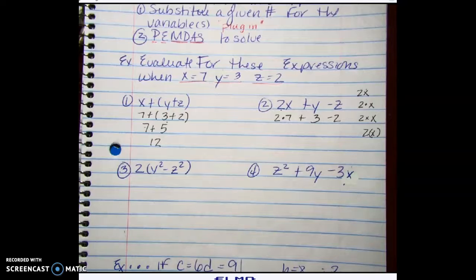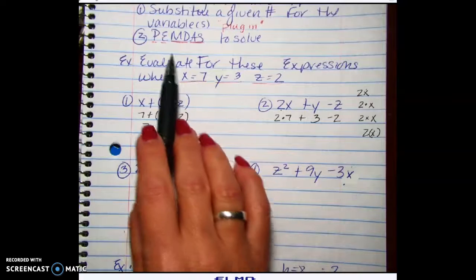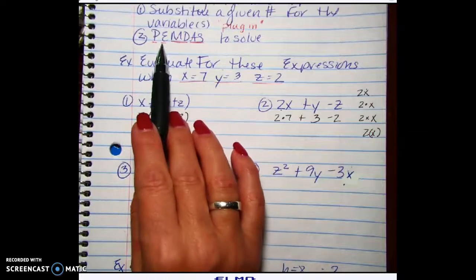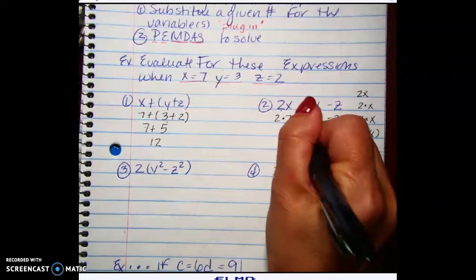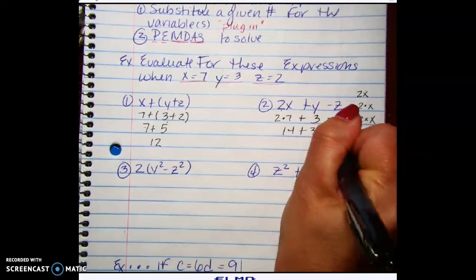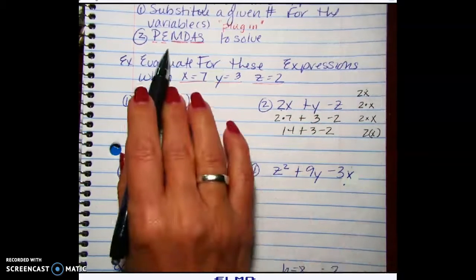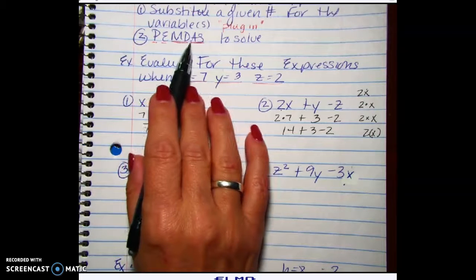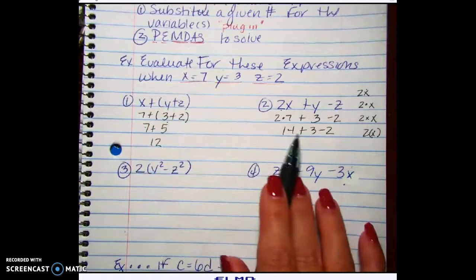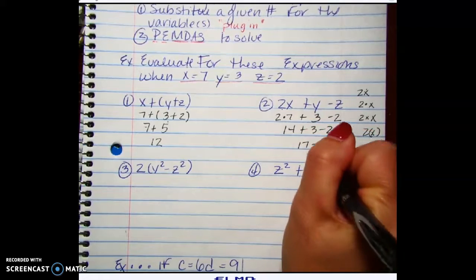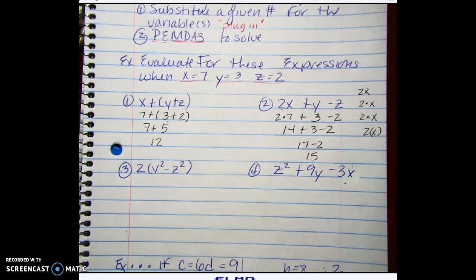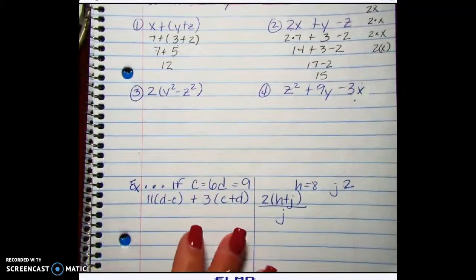How do I solve? I start with PEMDAS, no parentheses, no exponents. There is multiply, so I multiply. One operation at a time. Next, there's no more multiplication or division, so I go to add, subtract. What comes first? Add. 17 minus 2, and I end up with 15. Let's try another one, a little bit more difficult.